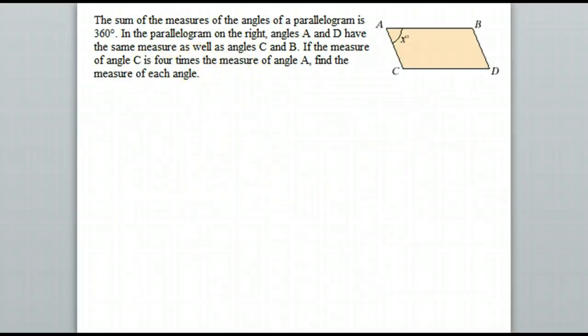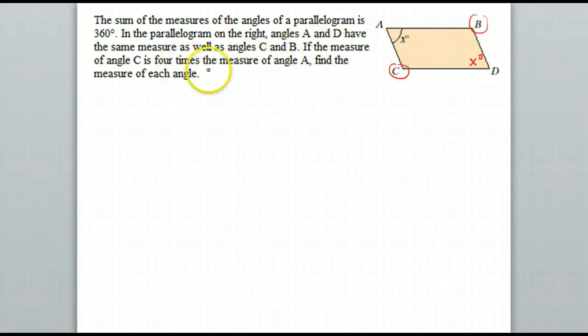Okay, this one, same idea, except it's a parallelogram now. So we have the angles A, B, C, D add up to 360 now instead of 180. A and D have the same measure, so they're saying the measure of angle A is x. That means the measure of angle D is also x. And then C and B also have the same measure, so these two angles are also equal in measure.